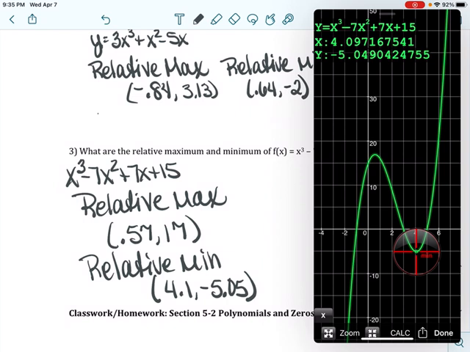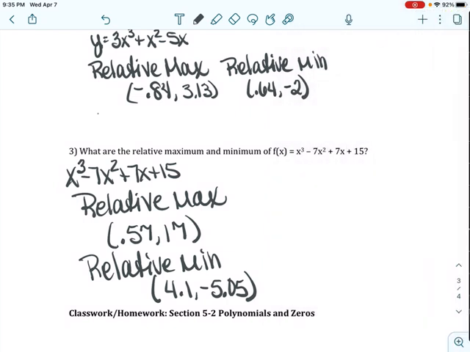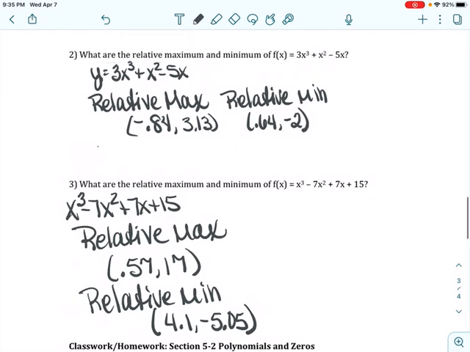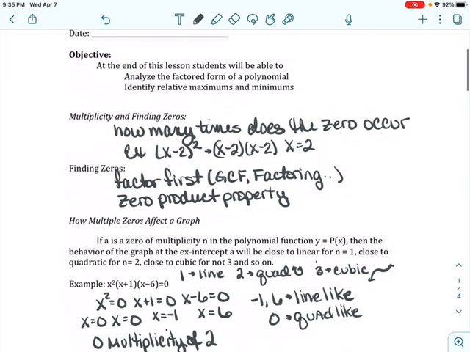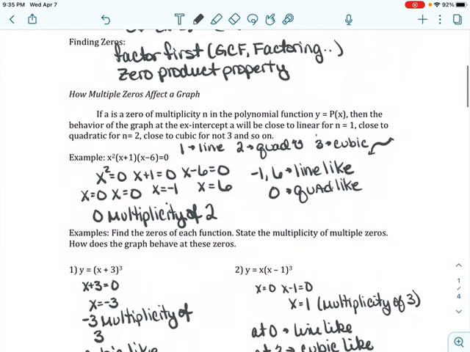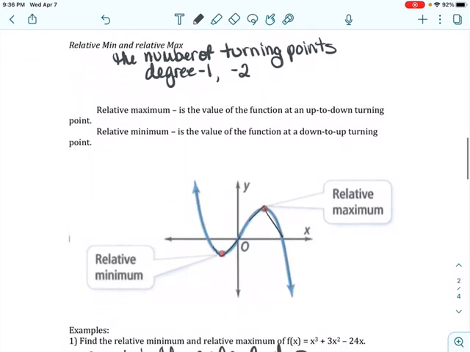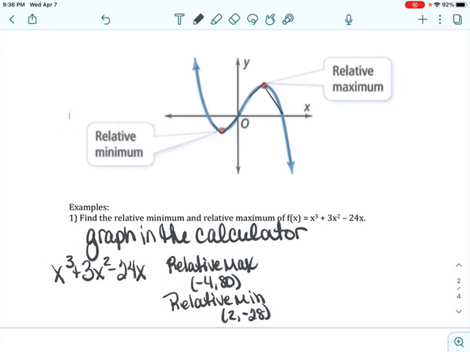All right. So we're going to be using that calculator to help us out with our solutions and stuff. So please make sure you have that and you can access it. All right, so hopefully we met our goals today, which is analyzing the factored form, discussing what is happening at those solutions. Remember, that's where the graph crosses the x-axis. Those are solutions to the polynomials. What is happening to the graph at that point? Is it line-like, quadratic-like, cubic-like? And relative min and relative max, basically highest and lowest points on the graph.